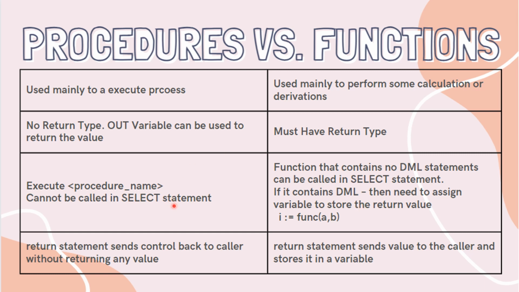Now, when you use a RETURN statement in a procedure, it will send the control back to the caller without returning any value. But in a function, you need to return a value. So if you use a RETURN statement, it will send the value to the caller and store it in a variable. So based on these differences, we can choose a procedure or function as per the requirement.